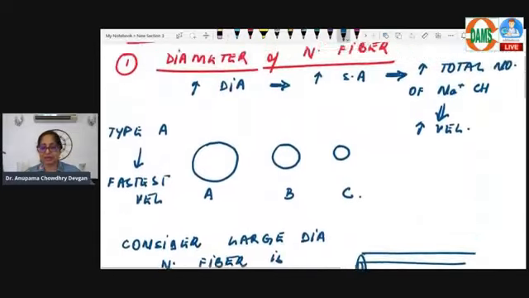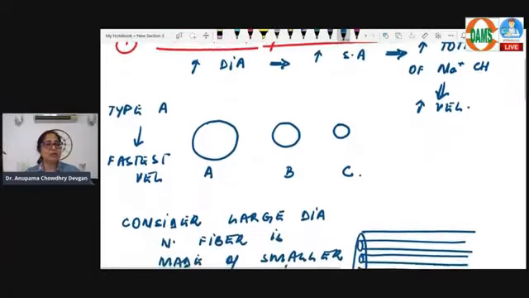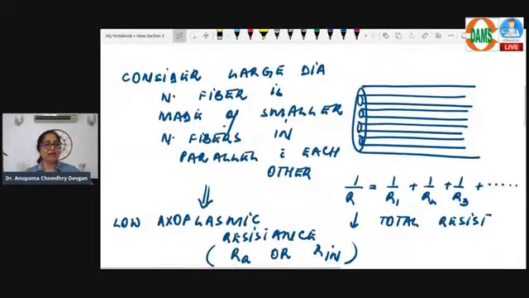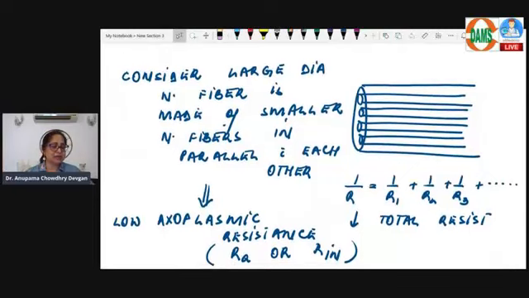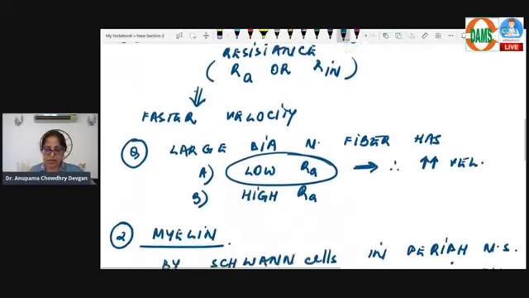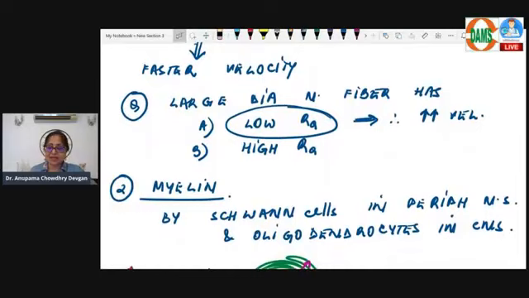Number one, I told you diameter: more the diameter, more the surface area, more the total number of sodium channels, faster velocity. Another way to understand the effect of diameter was, I told you a large diameter nerve fiber has a low axoplasmic resistance. Low axoplasmic resistance can be written as RA or Rin. This is not Q, this is A, small a, so faster velocity. We just discussed that the large diameter nerve fiber has a low axoplasmic resistance, therefore a faster velocity.